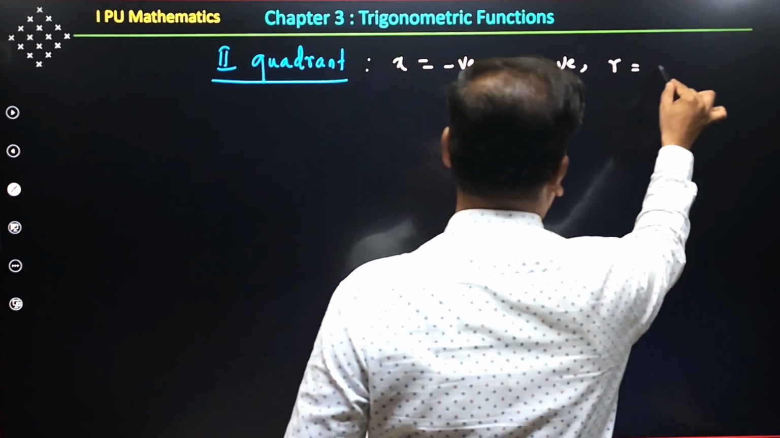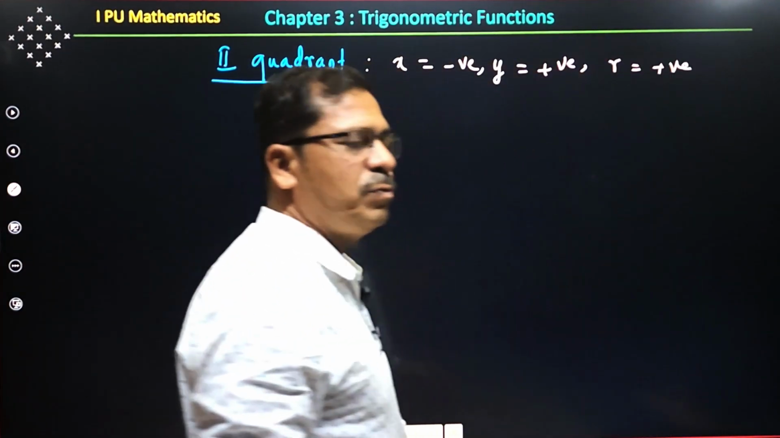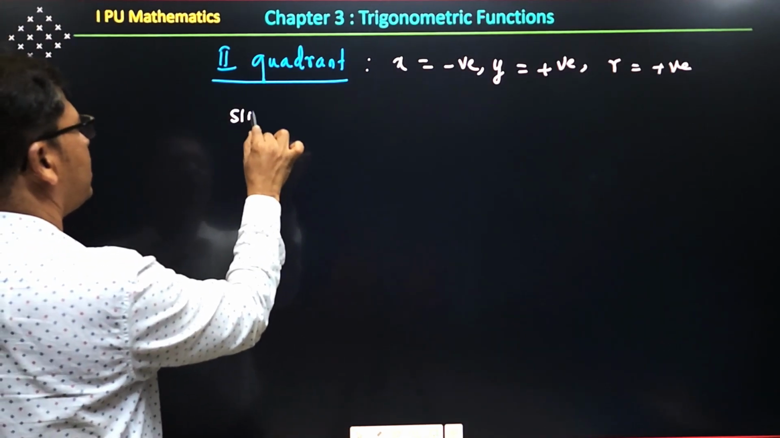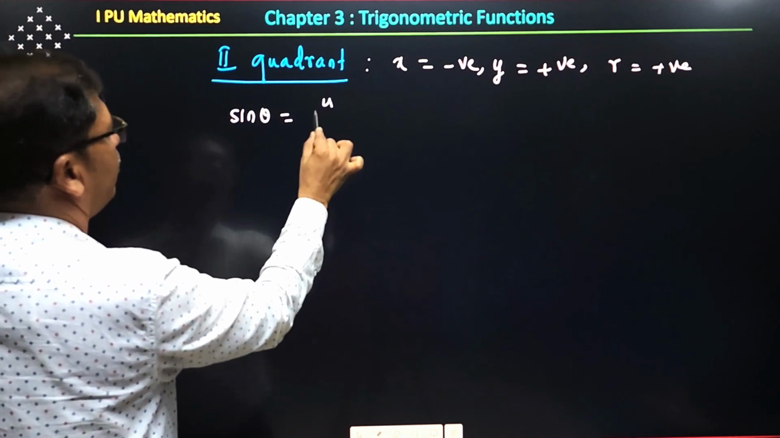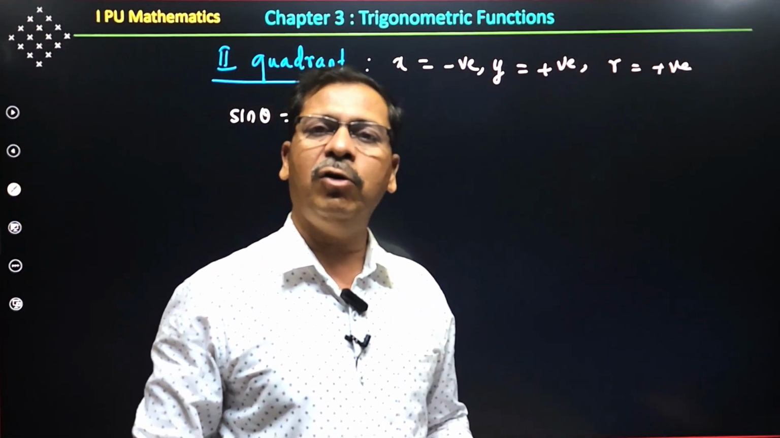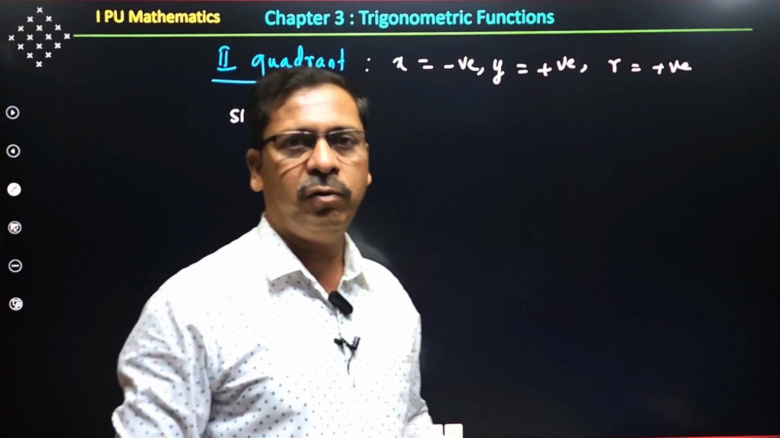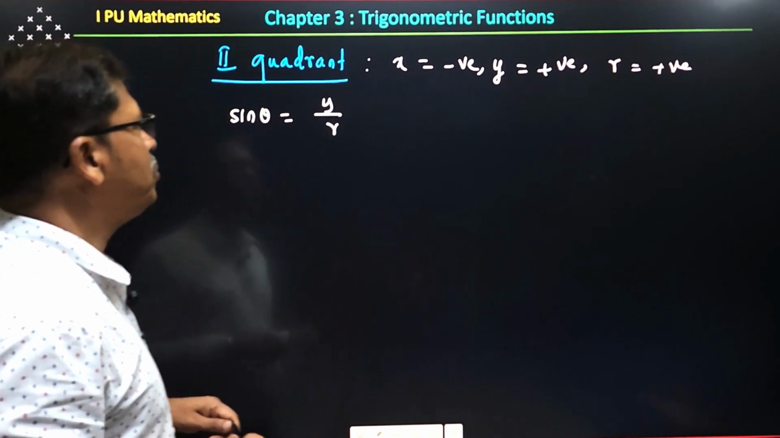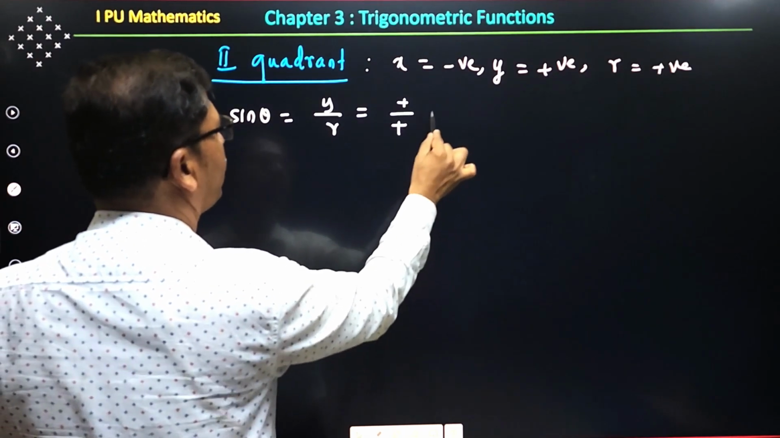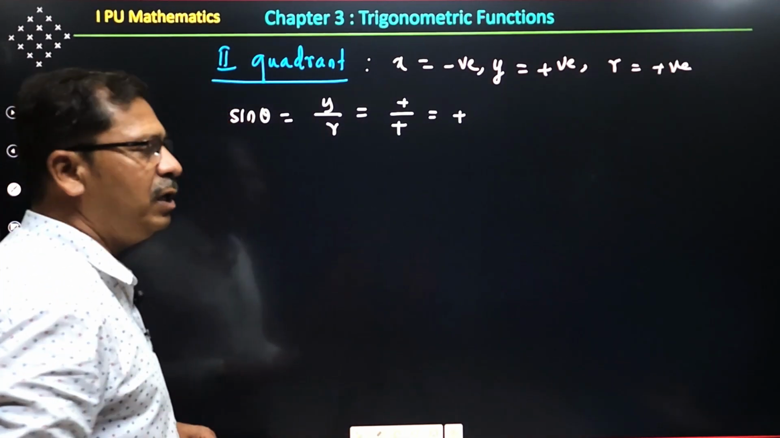R is always positive. So what about the signs? One by one, let us check. Sin theta is equal to y by r is the basic definition. Whatever may be the value of y and length r, I don't want to worry. My motto is to check the sign here. Y is positive divided by r is always positive, so this is positive definitely.